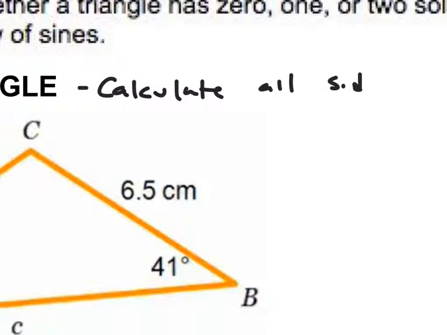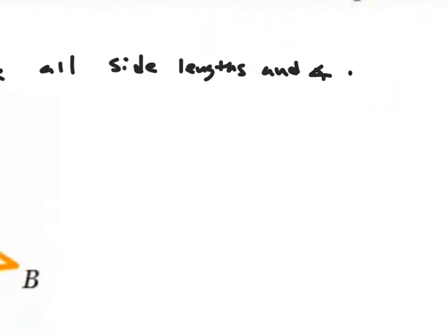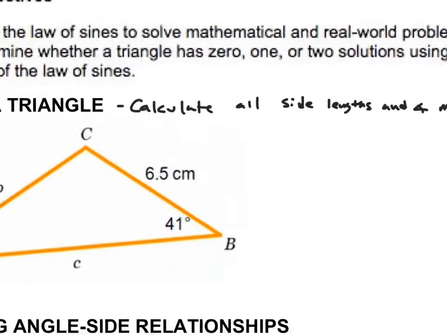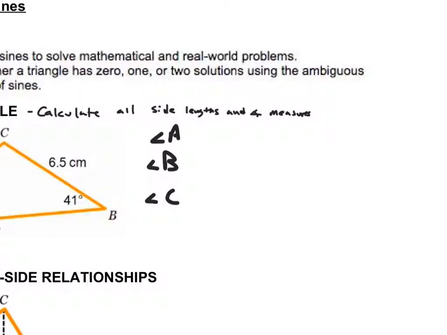Okay? So side lengths and angle measures. What we would do is find angle A, angle B, and angle C in this case, and we would want to find the side lengths A, B, and C. Okay, now you're already given some of these, right?